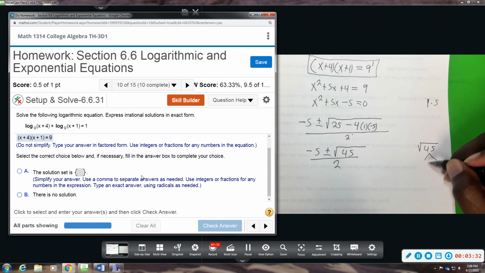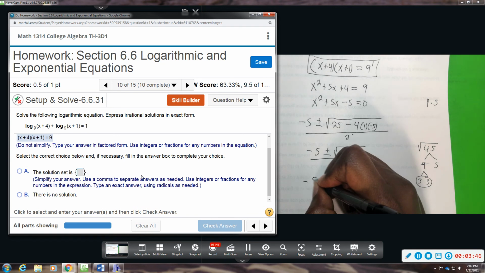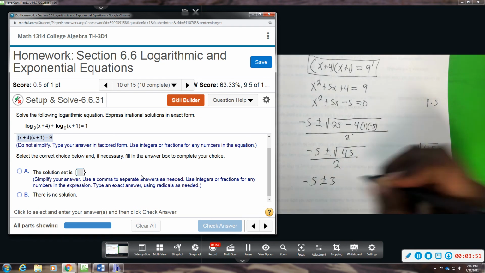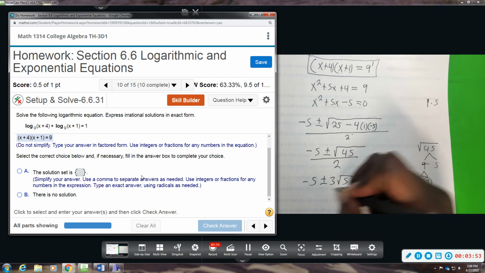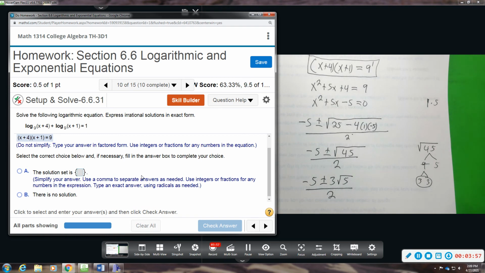That will break into 9 times 5, and 9 is 3 times 3. So we get a pair of 3s, we get to pull out, and we have 5 left. So this will simplify to be negative 5 plus or minus 3 on the outside, and then square root of 5 divided by 2. Now you have two answers. Negative 5 plus something.